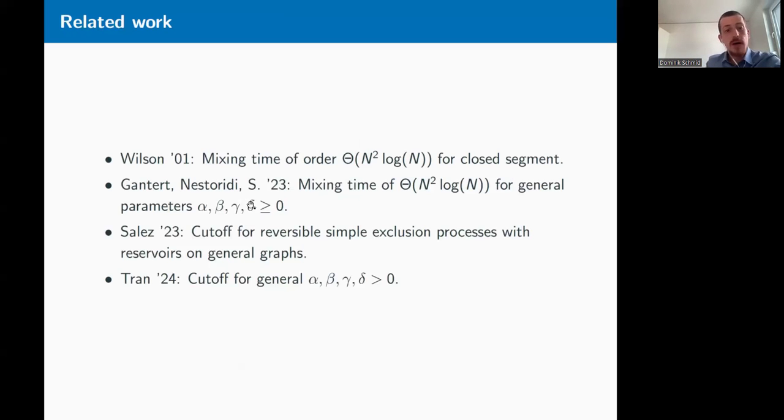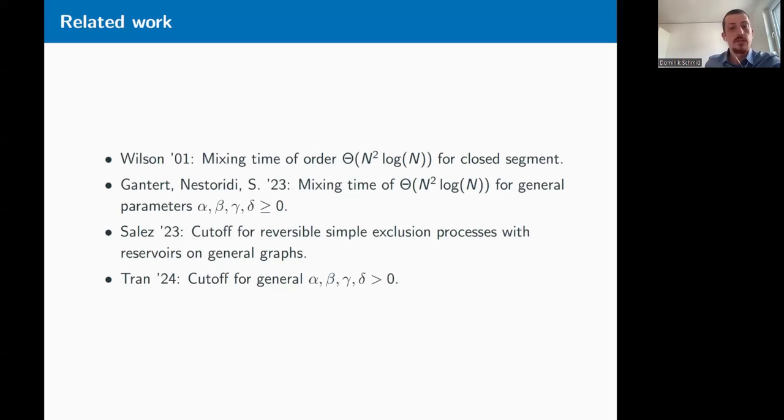Now, in the case of open boundaries, this is joint work with Nina Gantert and Evita, where we could prove, for general parameters alpha, beta, gamma, delta, that the mixing time is again of order n squared log n for the case of the symmetric simple exclusion process on the segment with open boundaries. And a bit after that, very recently, Justin Salez actually managed to give a very nice proof for cutoff for, again, reversible simple exclusion processes with reservoirs on general graphs.